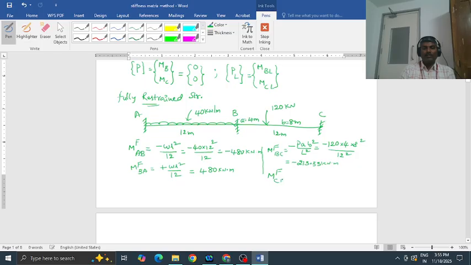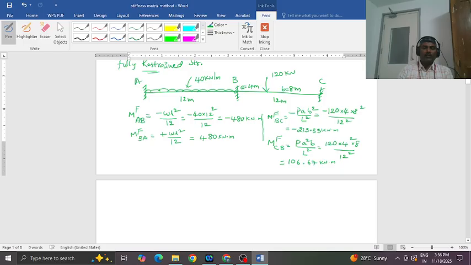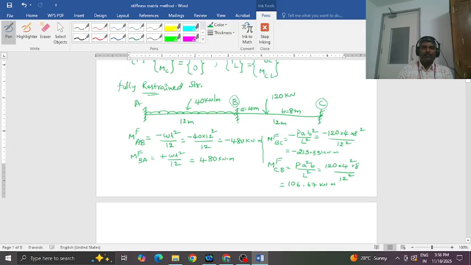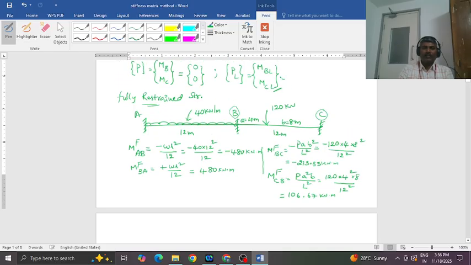Similarly for end C, fixed end moment, it is plus P A square B by L square, which means 120, 4 square, 8 by 12 square. So this will work out to 106.67 kilonewton meter. Okay, right. So what we want is total moment at B and total moment at C due to loads. This is what we require from this PL matrix.